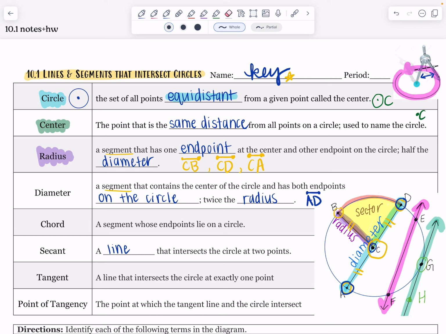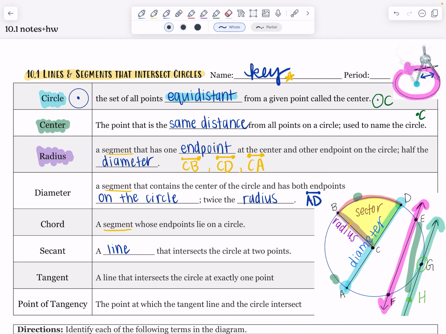So what is a chord? A chord, it uses this word again, is a segment whose endpoints lie on a circle. So basic definition of a chord, both of its endpoints have to be on a circle. So I could create a bunch of chords here to here, here to here, here to here, here to here. As long as it has the endpoints on the circle, you can call it a chord.